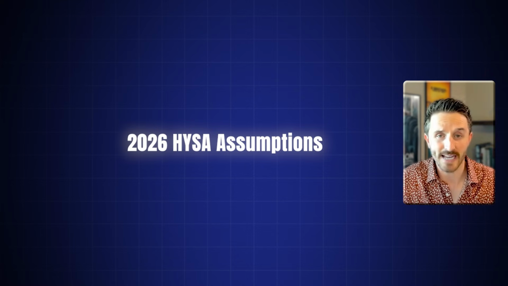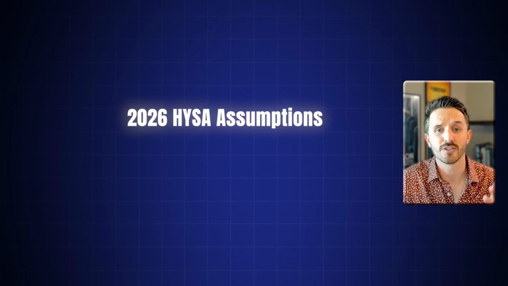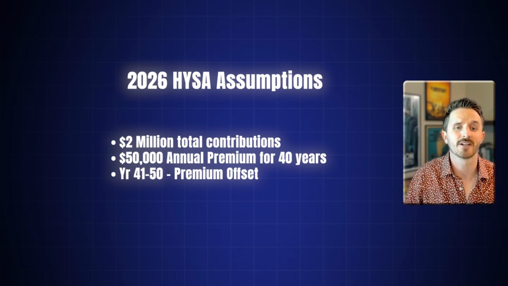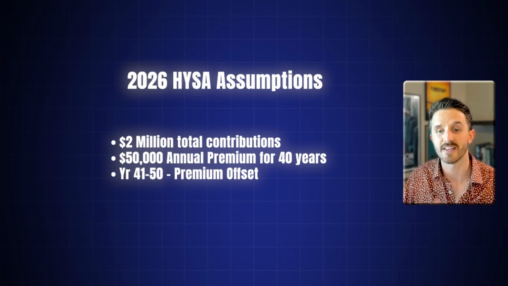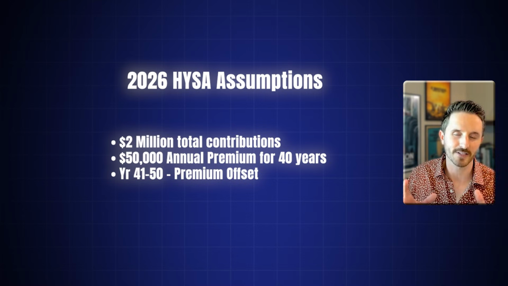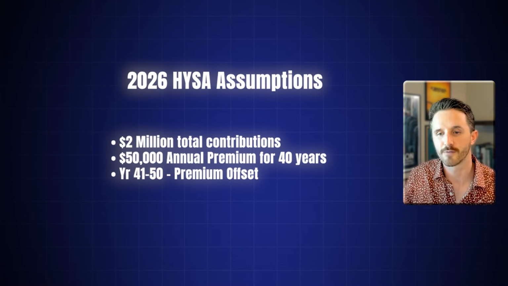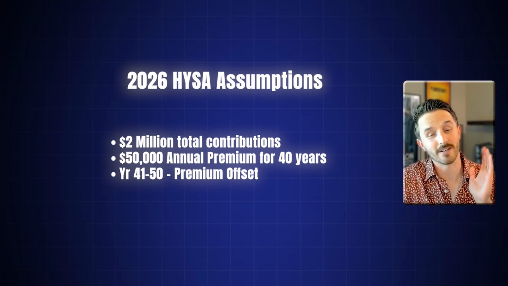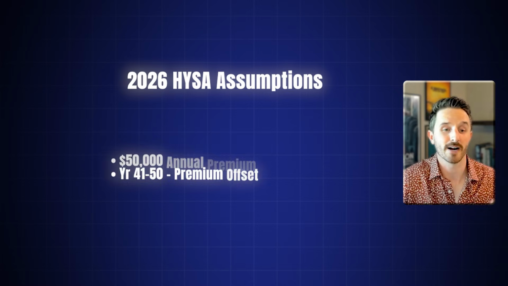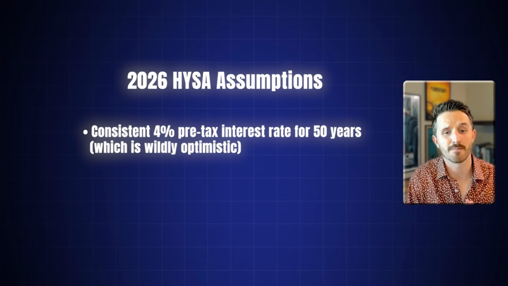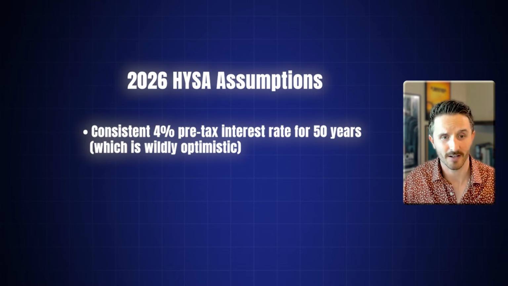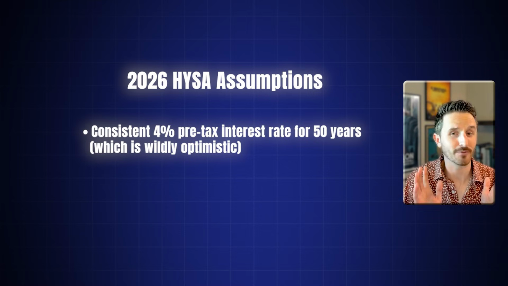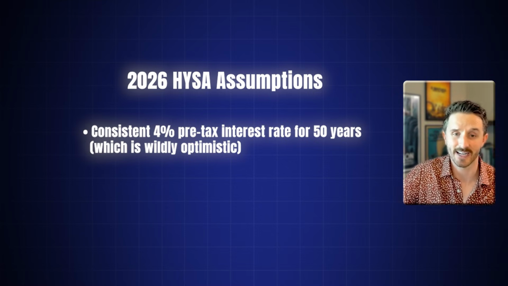Okay. The apples to apples, the amount getting contributed is the same, $2 million, which is $50,000 of annual contributions for 40 years, and then interest only, sort of like the premium offset for the whole life policies from years 41 through 50. And here's where I'm giving it a huge benefit of the doubt, right? Consistent 4% pre-tax interest rate for 50 years, which is wildly optimistic. Wildly optimistic, but I'm trying to give it every single benefit of the doubt that I can here, okay?